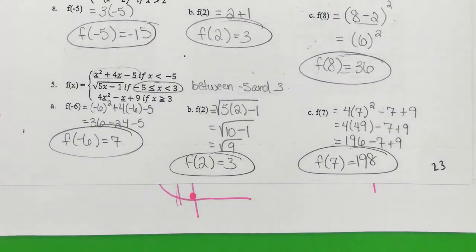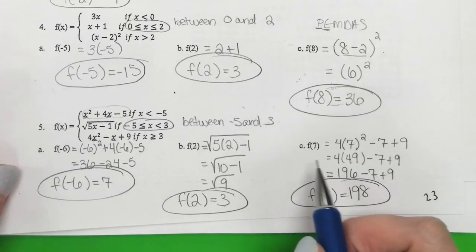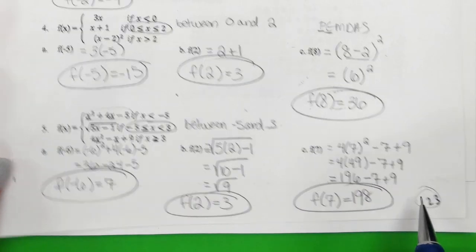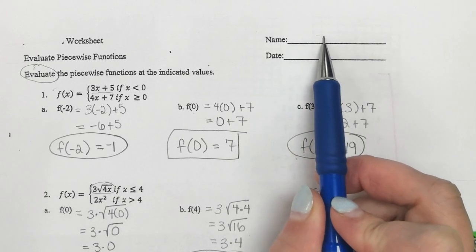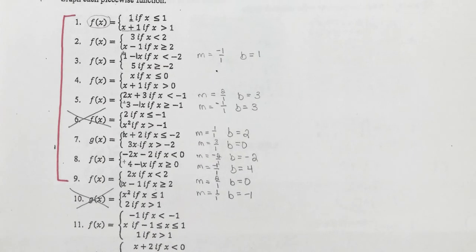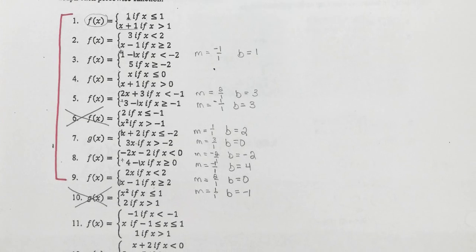So what you're going to turn in on Wednesday when we come back is this page, page 23. So go ahead and make sure your name is on it at the top of your paper. Please make sure your name is on it. And then you're going to turn in those graphs that we did, 1 through 9, except for number 6. We didn't do 6.